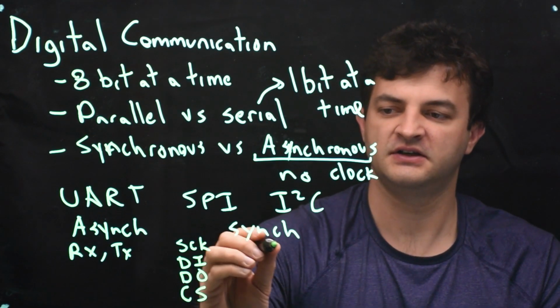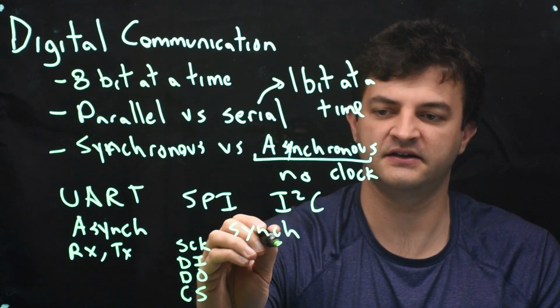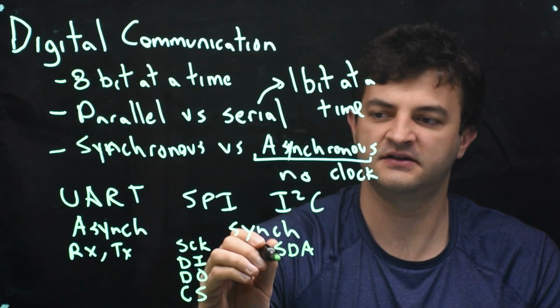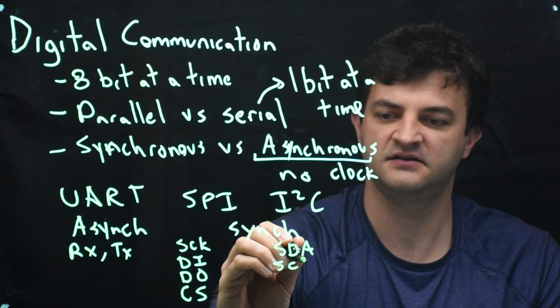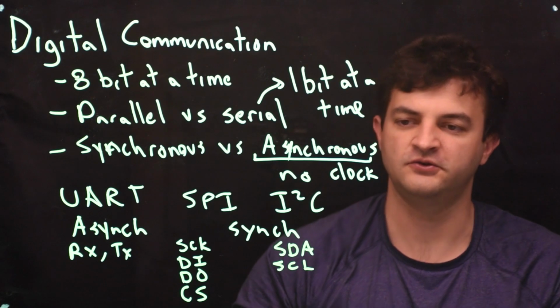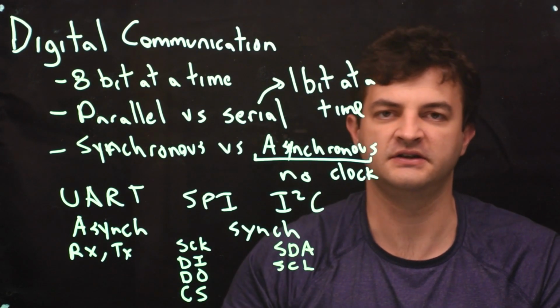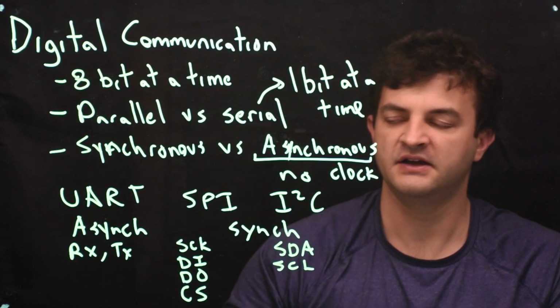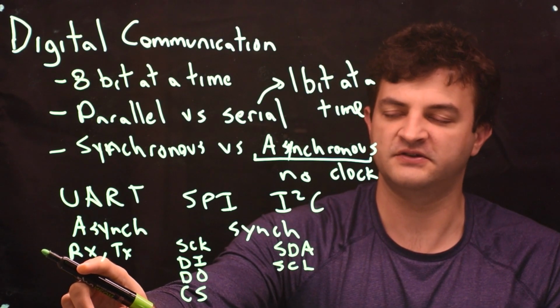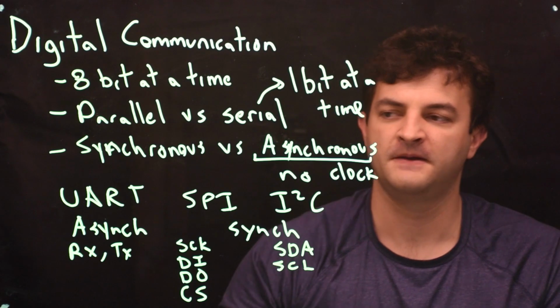For I2C, we have a data line, SDA, and a clock pin, SCL, and a common ground. So it only takes 2 wires to talk over I2C. So we see some advantages right away. In asynchronous communication, and I2C, only 2 wires.